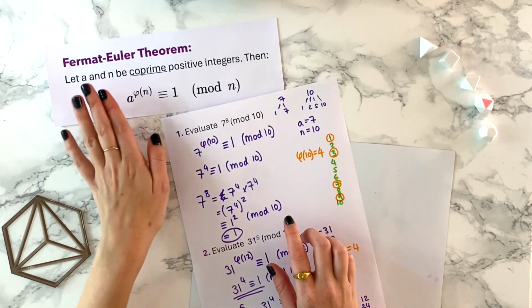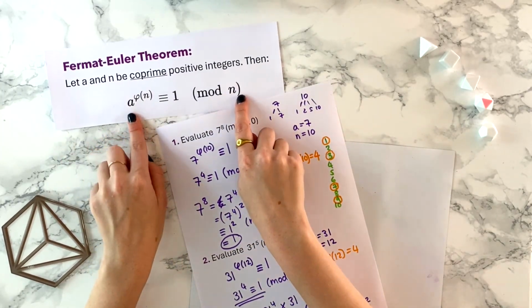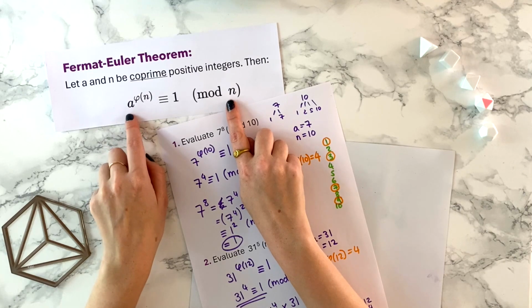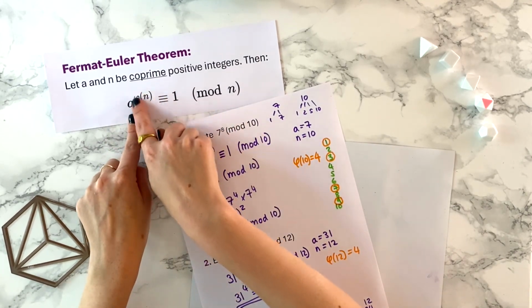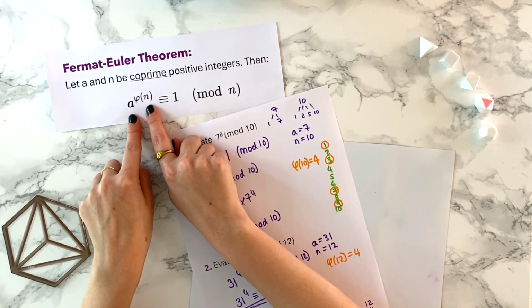You just need to check that our a and our modulo n are coprime, and then you also need to find out what this totient function of n is.